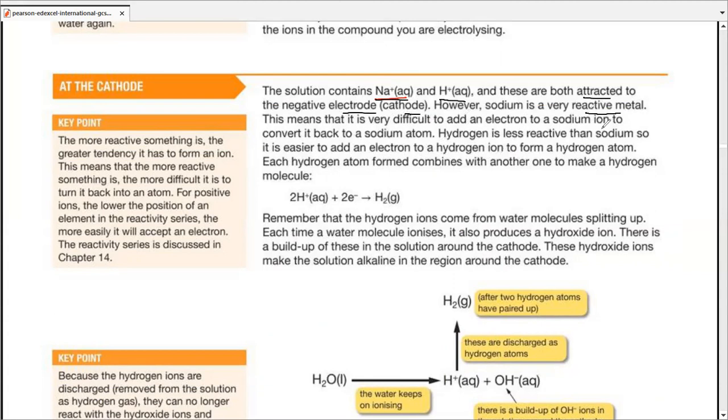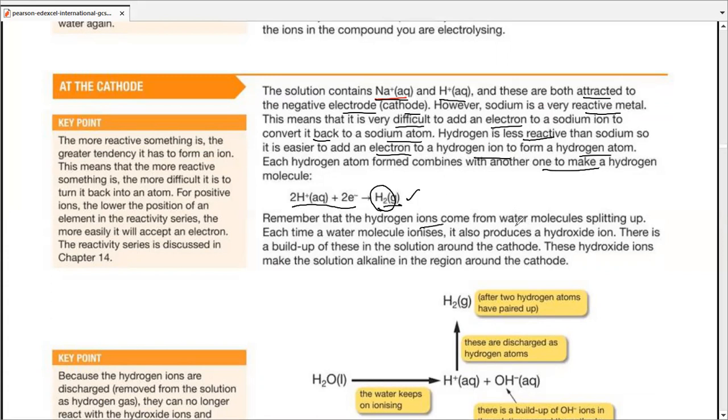Sodium is a very reactive metal. This means it's very difficult to add an electron to a sodium ion to convert it back to a sodium atom. Hydrogen, however, is less reactive. It's easier to add an electron to a hydrogen ion to form a hydrogen atom. So electrons are easily added to hydrogen ions, which then form hydrogen atoms. But hydrogen atoms are reactive enough to react with another hydrogen atom to form a hydrogen molecule. So actually two hydrogen ions gain two electrons to form two atoms that combine to form a hydrogen molecule.